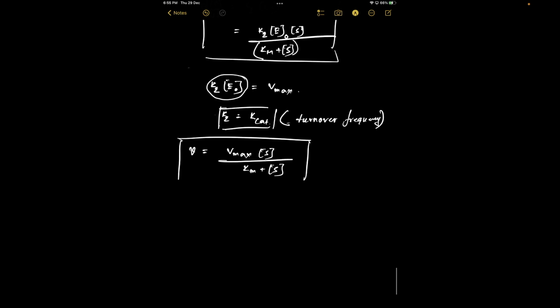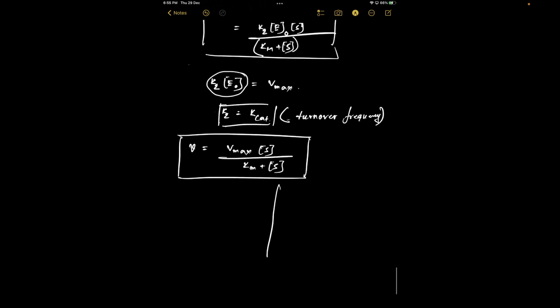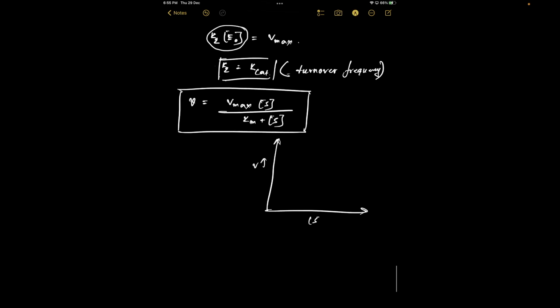So this is the final expression, and if you plot V with respect to the substrate concentration S, then you will get this type of plot. This is the Vmax, and half of Vmax, so let's say this is Vmax by 2. The concentration at which the rate is equal to half of the maximum rate is called the Km, that means the Michaelis constant.